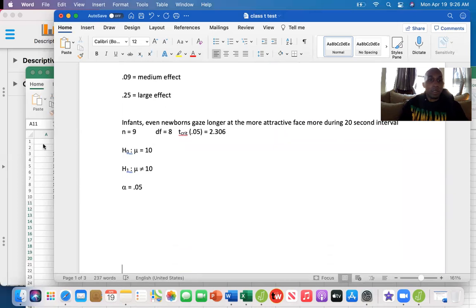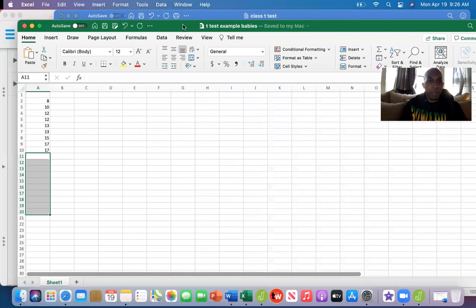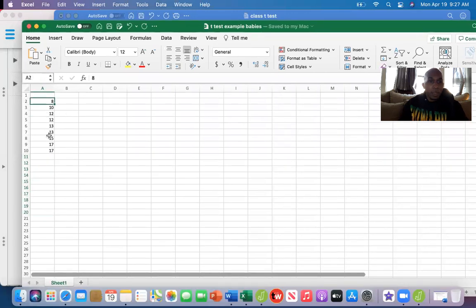Okay, so let's see. I have the data up. I call it the t-test example babies. Okay, we can quickly just save this data. 8, 10, 12, 12, 13, 13, 15, 17, 17. This is how long the babies are gazing at the more attractive face during a 20-second interval. Okay, so this is your data.